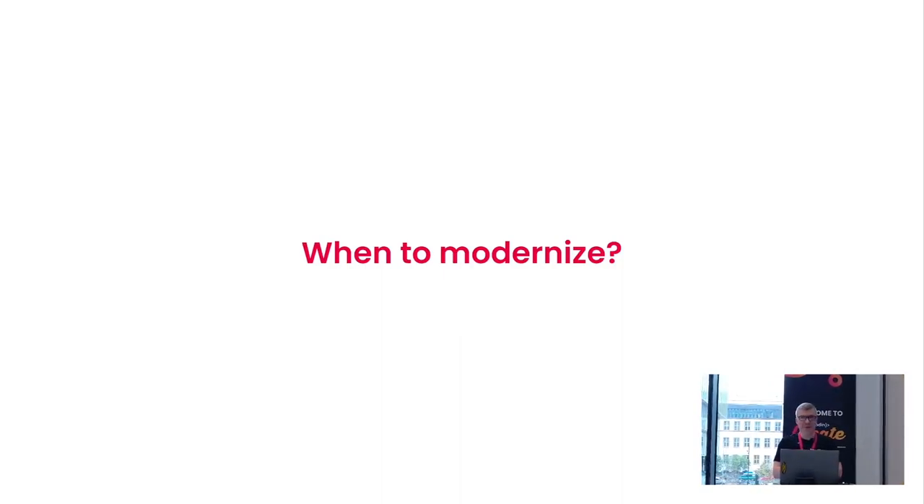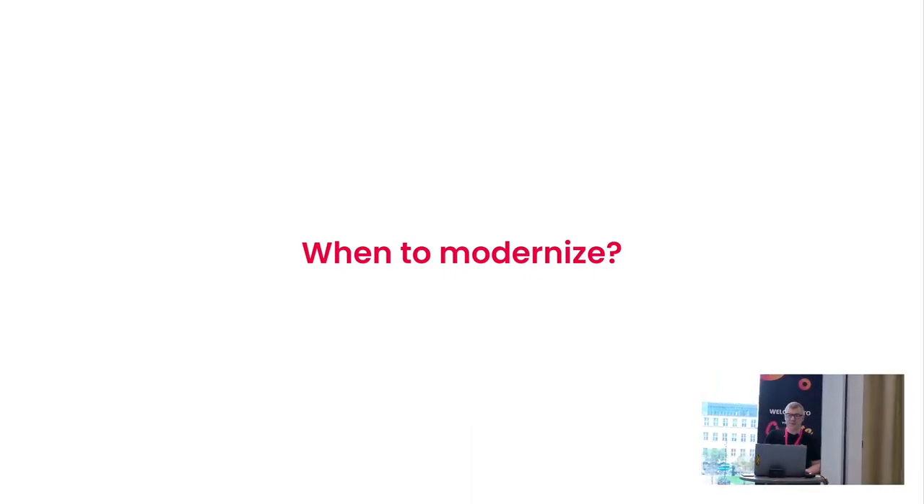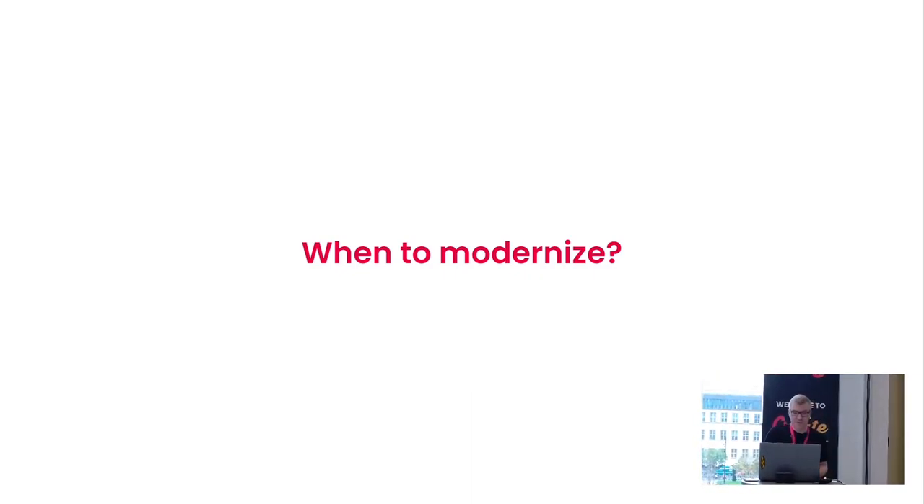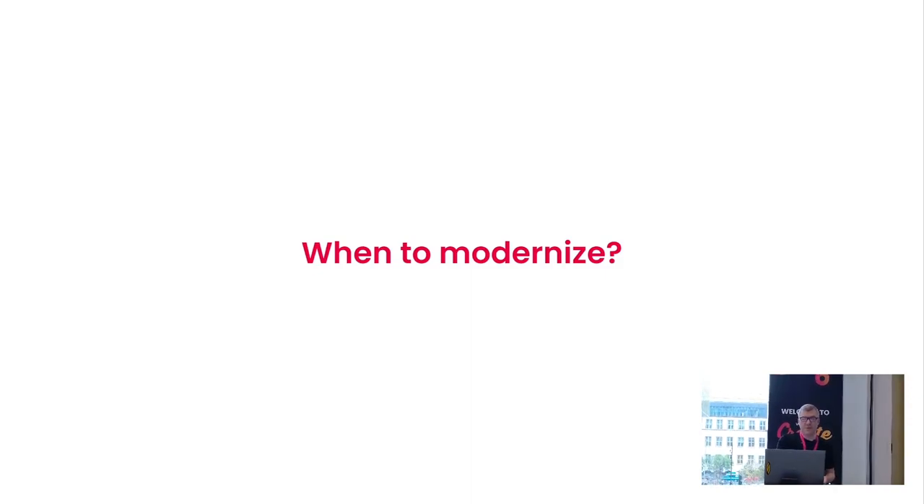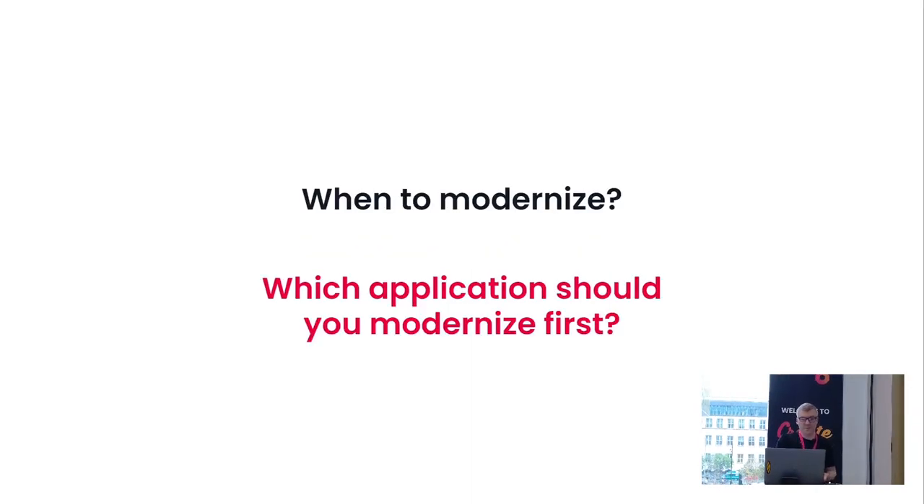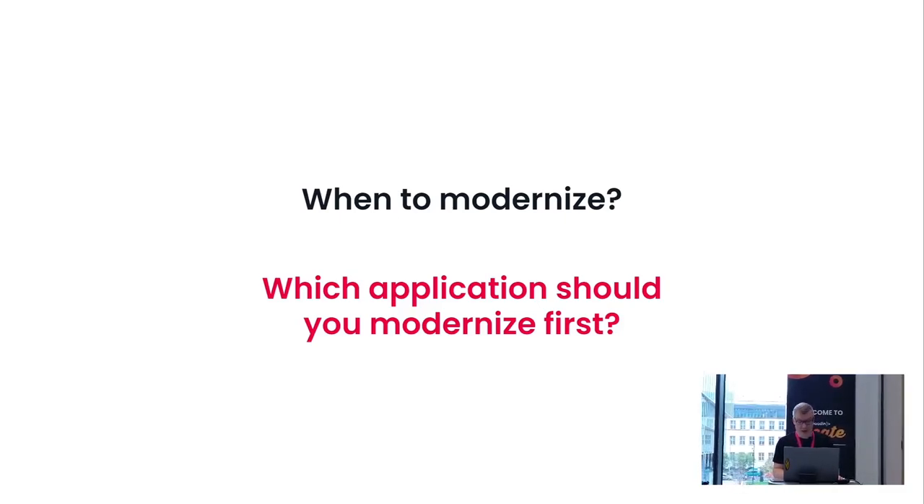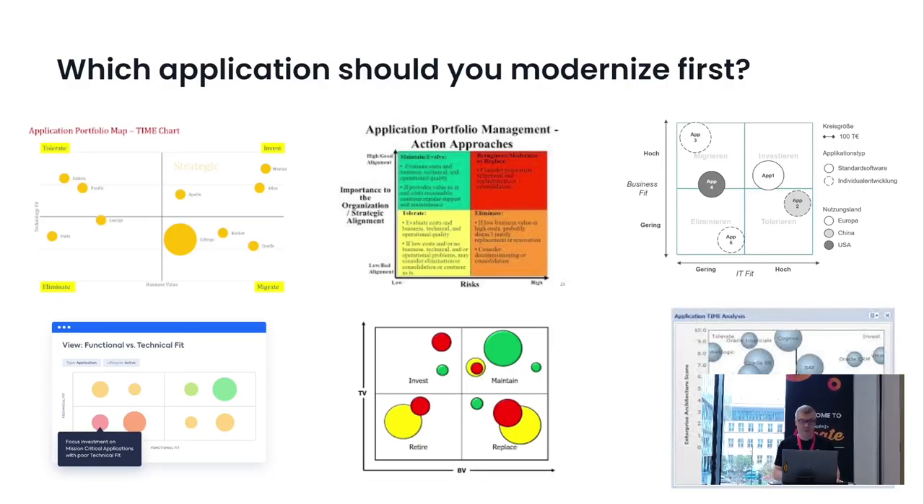But the more interesting question is probably going to be related to this, because if you have one application that you need to modernize, you're probably going to have more than one application that you need to modernize. So the question of when to modernize is a valid question, but a more interesting question might be: how do you pick which application you should modernize first? To answer this question, I'm going to go to the domain of application portfolio management. If you go to Google Images and search for application portfolio management, you're going to see something that looks like this. It's a bunch of quadrants, and circles in the quadrants.